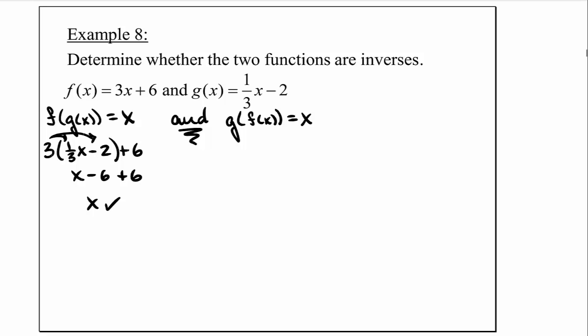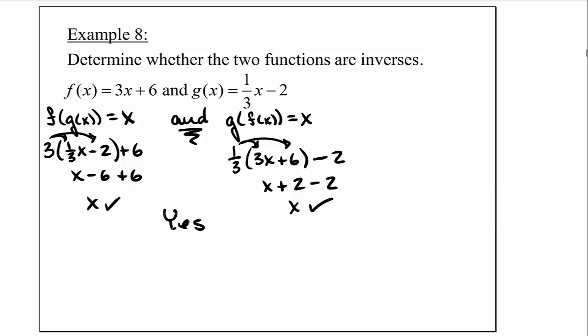So if we do that, let's see, g composed with f will be 1/3 (3x plus 6) minus 2. Distribute the 1/3. Oops, that's a 2. And sure enough, this gives us x also. So yes, they are inverses because both are true. If even just one of these did not work out, then the functions would not be inverses. They both have to be true.